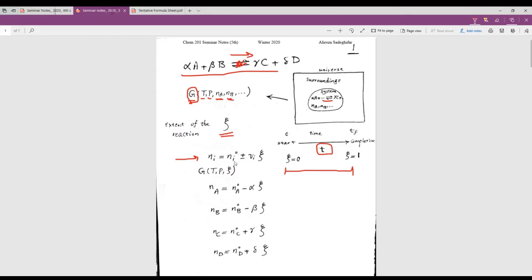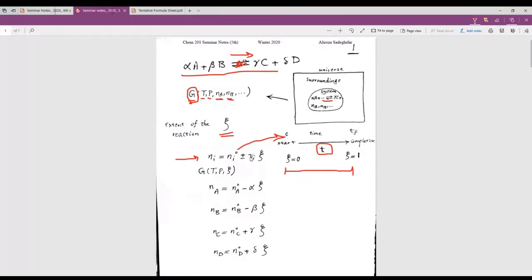So this is the initial number of moles here, Ni naught. This naught here refers to time 0. It's different from the naught that we're going to use tomorrow for Gibbs free energy, which refers to the standard pressure conditions. So this is different. In here, it's time 0. Ni naught plus minus nu i xi.